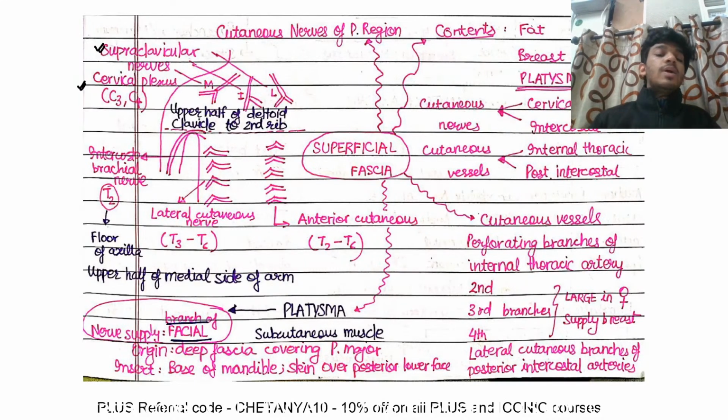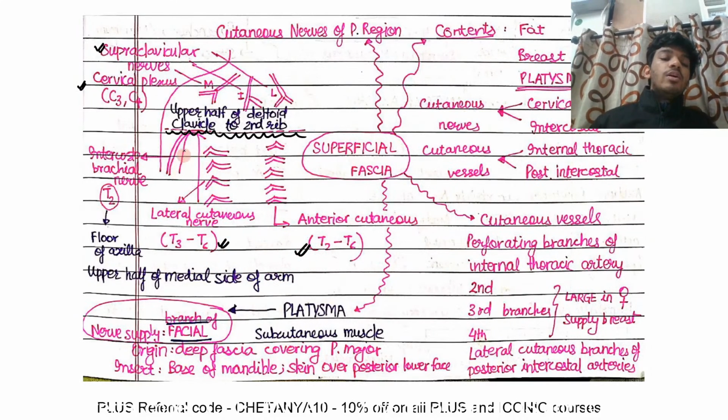So that's about the supraclavicular nerves. They supply up till the second rib, clavicle to the second rib. The upper half of the deltoid is going to be supplied by these nerves. Then you have anterior cutaneous nerves and lateral cutaneous nerves that will supply the rest of the pectoral region. Anterior cutaneous nerves come from T2 to T6 and lateral cutaneous nerves come from T3 to T6.